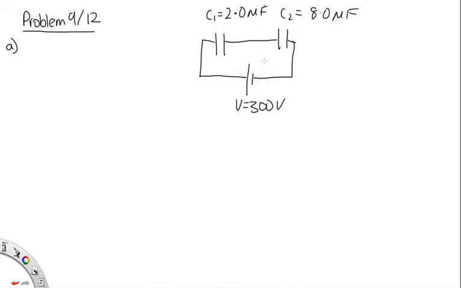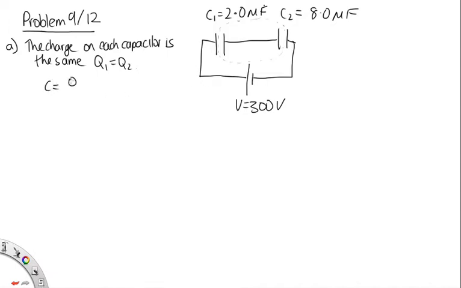Well, when capacitors are connected like this, the voltage is going to induce a charge on the capacitor plates. When capacitors are in series, you can see for this section, any charge which moves from here has to end up here. So these two capacitors actually have to have the same charge. So the charge on each capacitor is the same. So we have Q1 is equal to Q2, and we can use C is equal to Q over V.